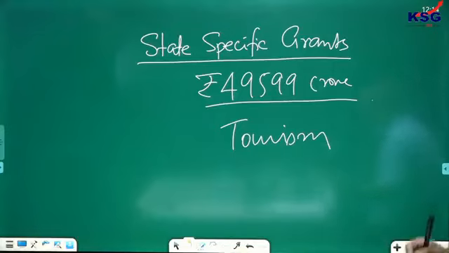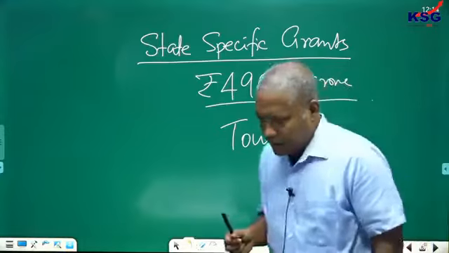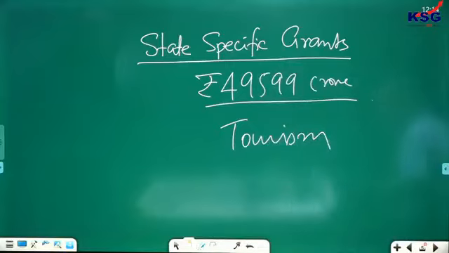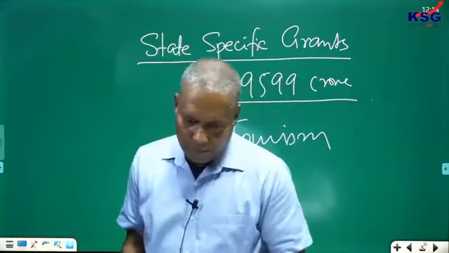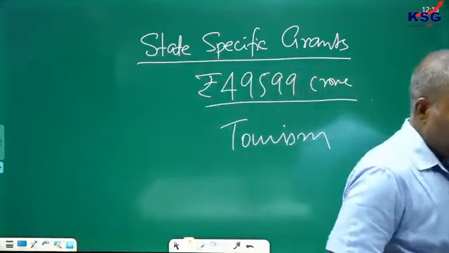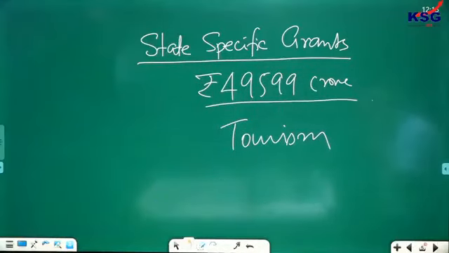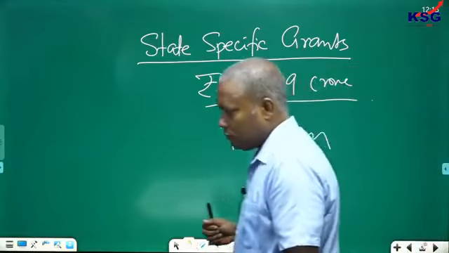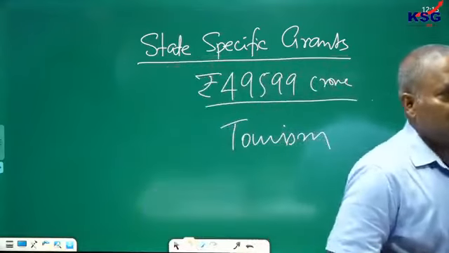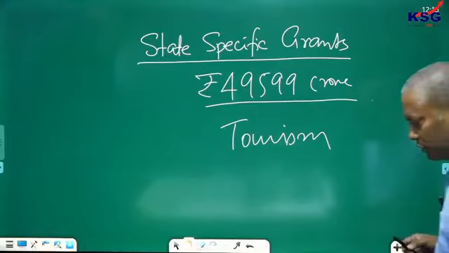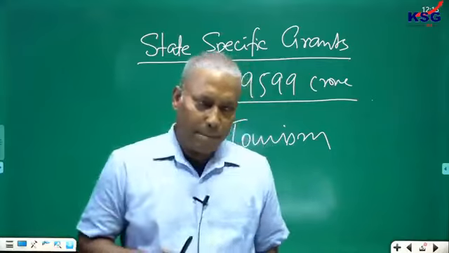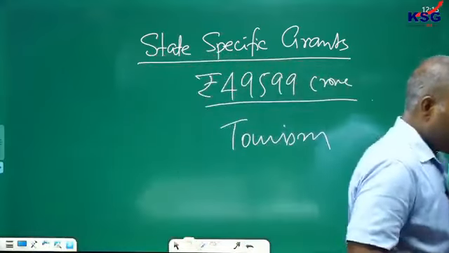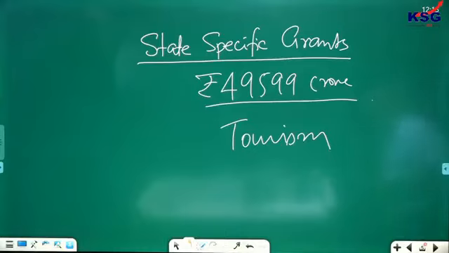Now change the para, you write one line. The commission recommended a high level committee at state level to review and monitor utilization of state specific grants and sector specific grants.